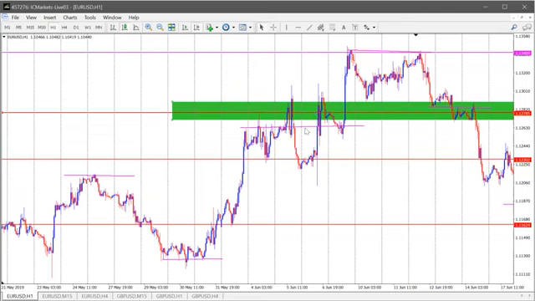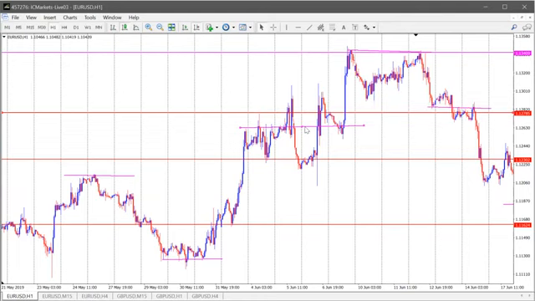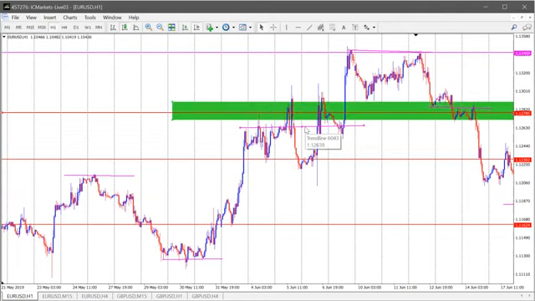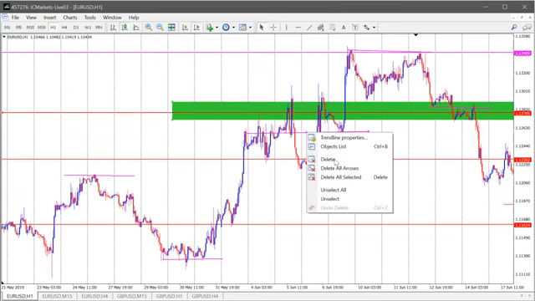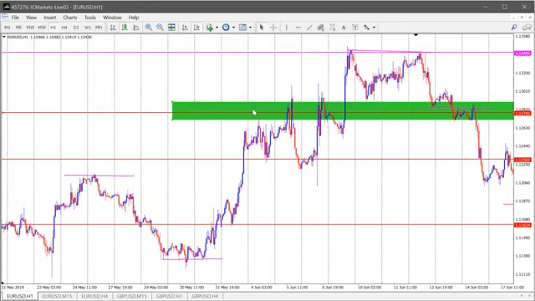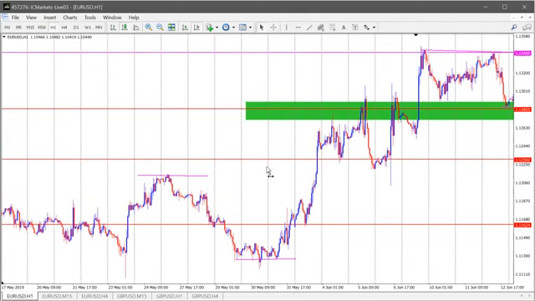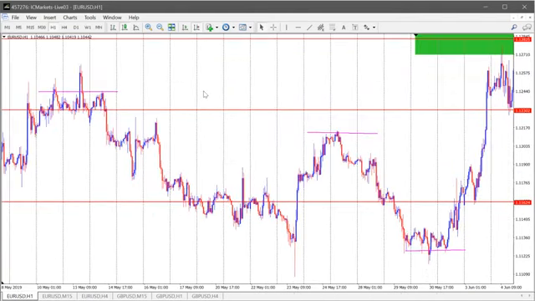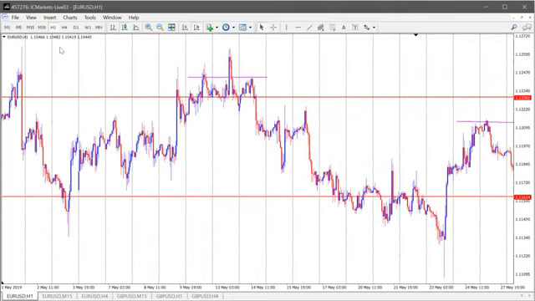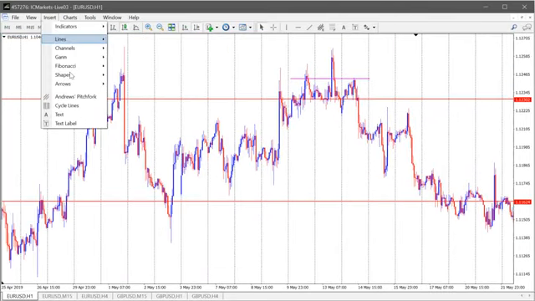So now, after you've put your zone, you can actually delete any line you want to delete. I just want to remove that line. Okay, so like that. These are zones. You can see another one right here. You can paint it. Let's paint that.